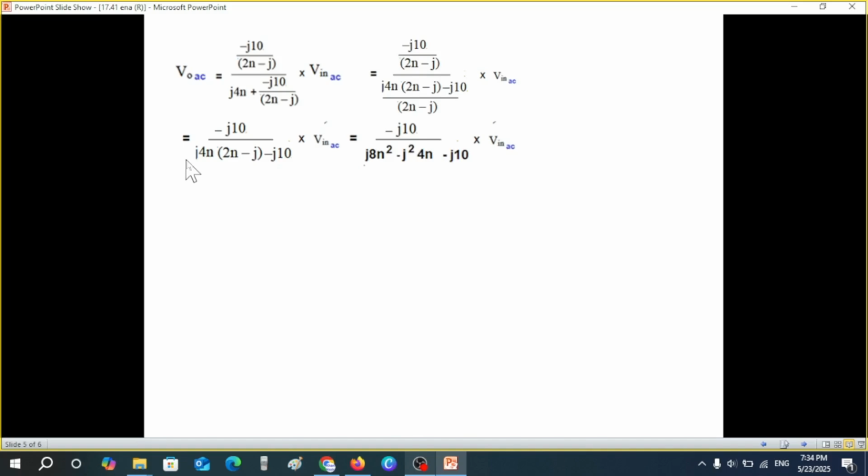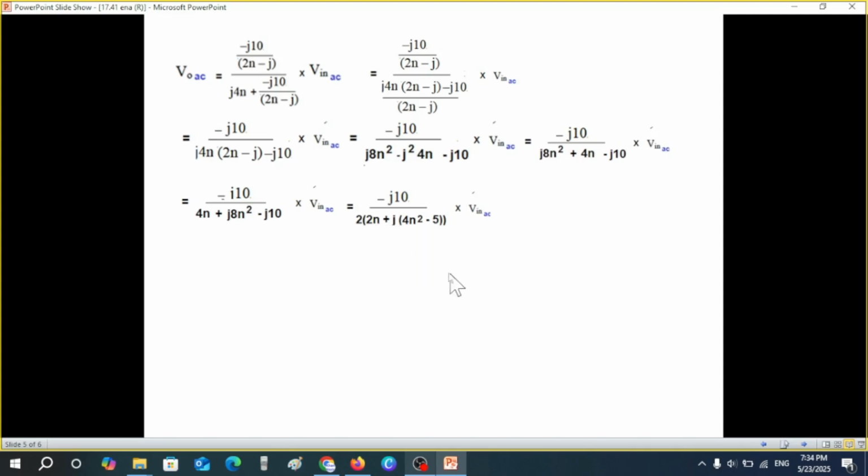So this I have done. I have just multiplied everything from here. Then just rearranging this, j squared will be -1, so -1 and minus it will be plus 4n, and 4n, then j terms together. Taking common 2 and the j terms. And now we can cancel 10 and 2. It will be minus j5 over 2 and j4n squared minus 5 V in AC.